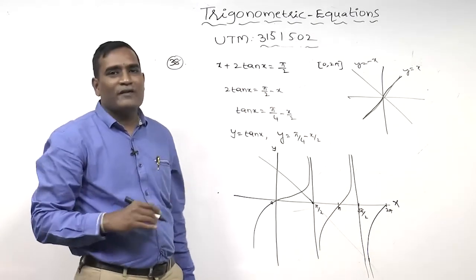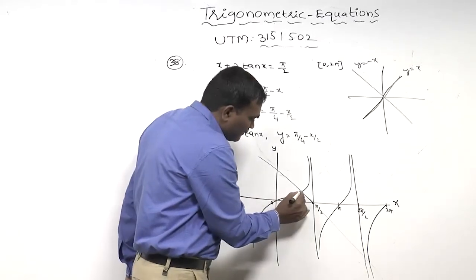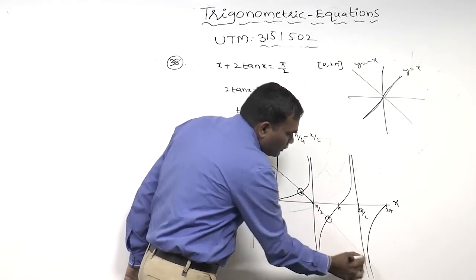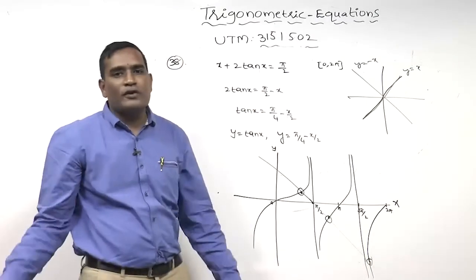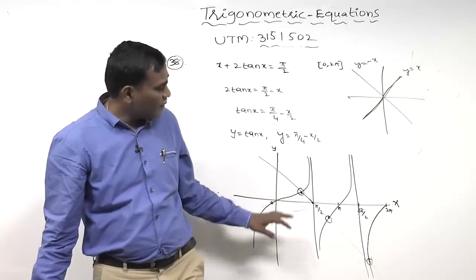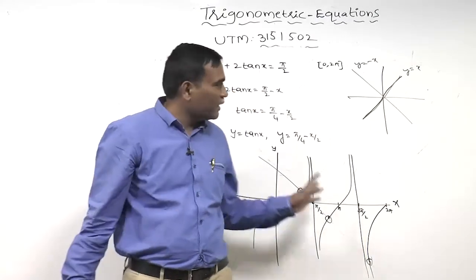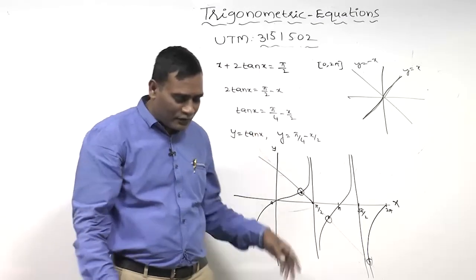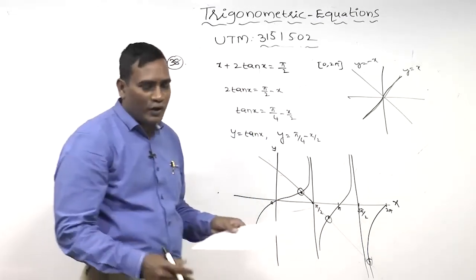Now, how many points of intersection are there? It is 1, 2, 3. So, the number of solutions is 3. This type of question is also very important in BITSAT exams and other exams. It is very important. Okay.